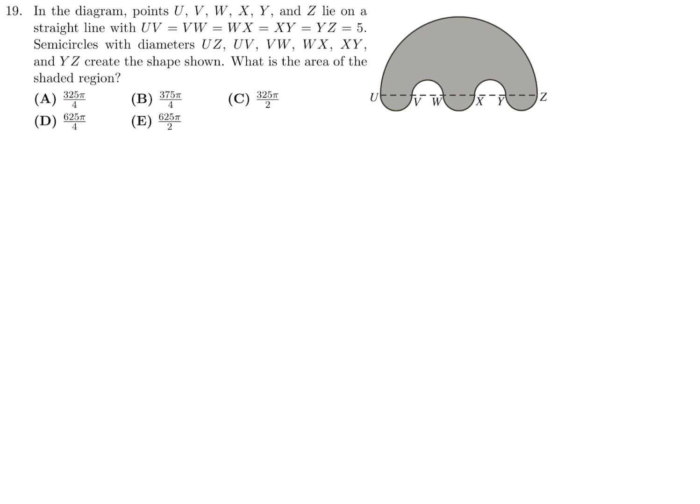In the diagram, points U, V, W, X, Y, Z lie on a straight line. UV equals VW equals WX equals XY equals YZ equals 5. Semicircles with all those diameters create the shape. What is the area of the shaded region?